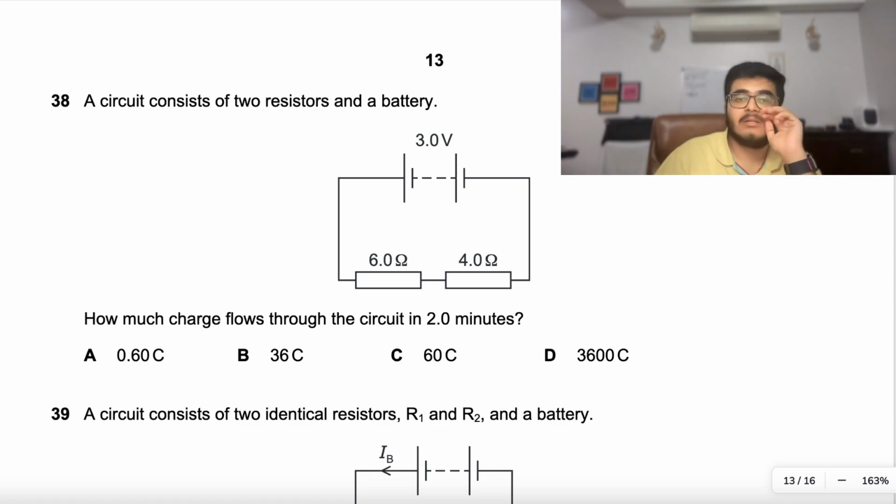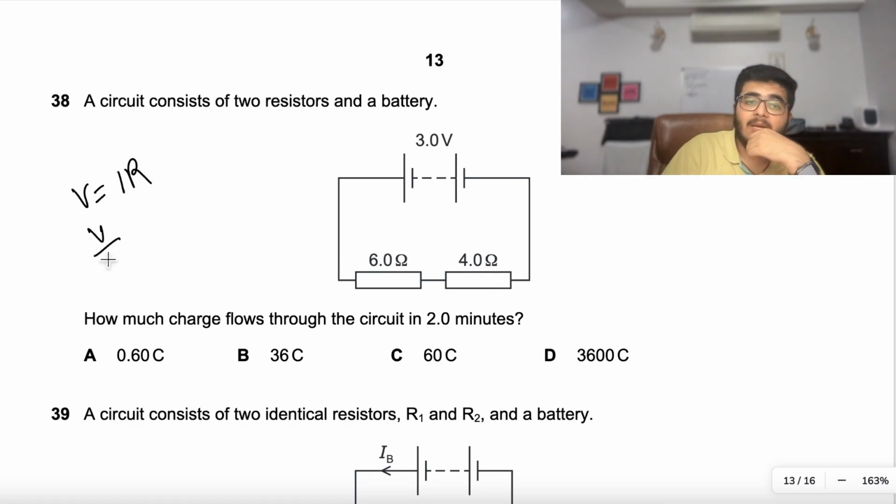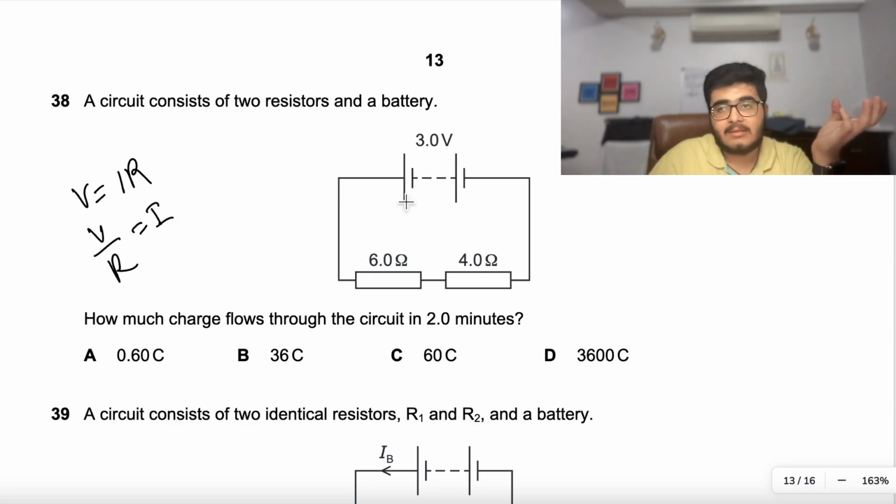No, they have not given current. They have given you resistance, so we need to take out current first. So what's the formula? V is equal to IR, right? So current will be V by R. We just take R towards this side. So this is going to be current. So let's calculate current, right?